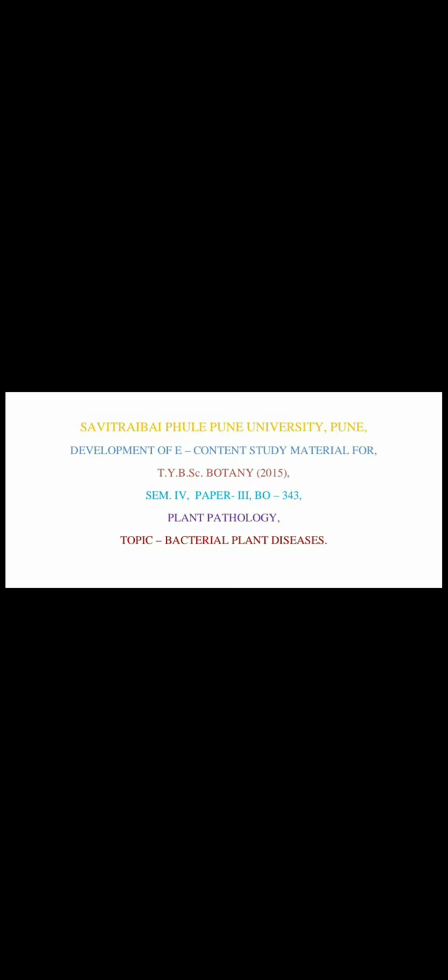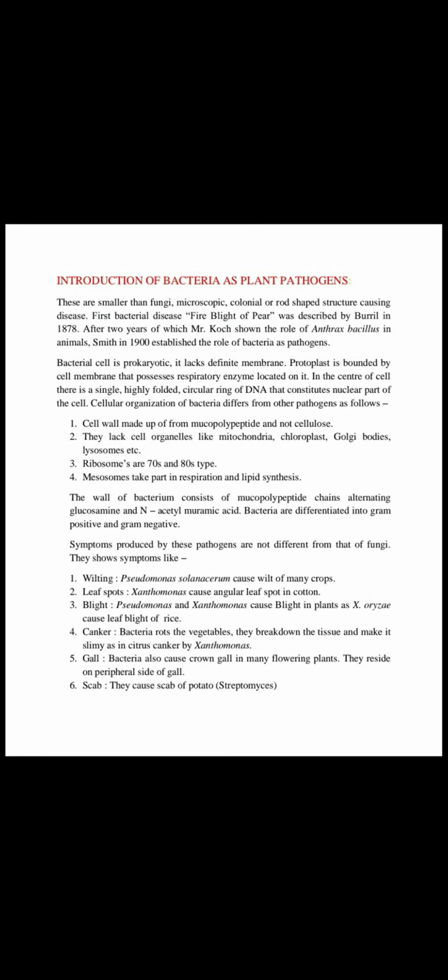In this chapter we have to study some bacterial diseases with respect to their causal organism, symptoms, signs and control measures. In that, the first point is introduction to bacteria as a plant pathogen. In this point we have to prove that bacteria work as a plant pathogen.